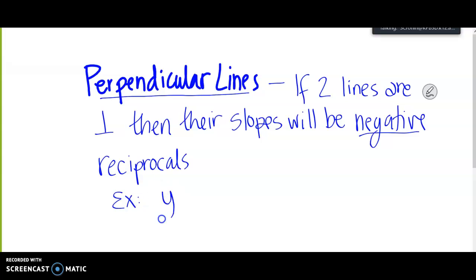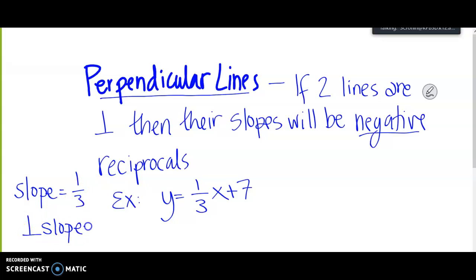So let's do a quick example of this. Let's say you have y equals 1/3 x plus 7. What is the slope of that equation? The slope of this is 1/3. So then the line that would be perpendicular to this would have what slope? Negative 3 over 1, which you can just write as negative 3. So first thing you're going to want to do is recognize that.